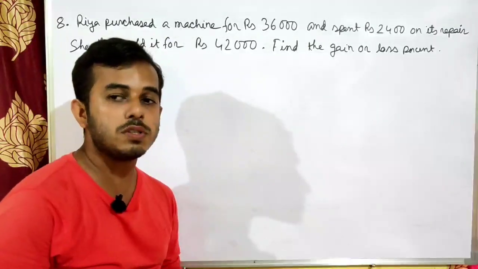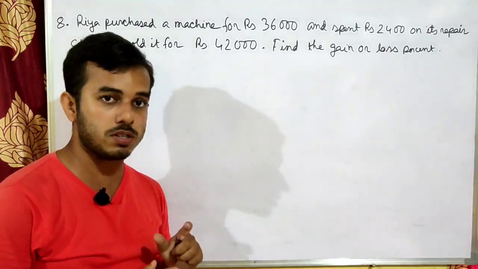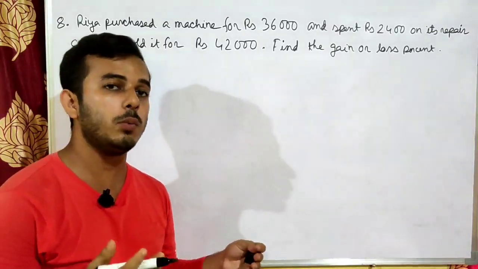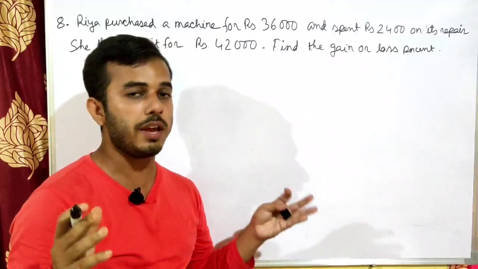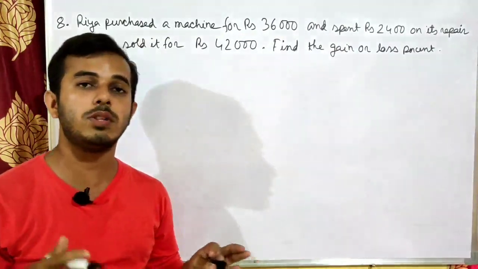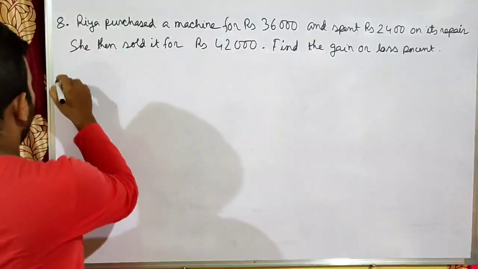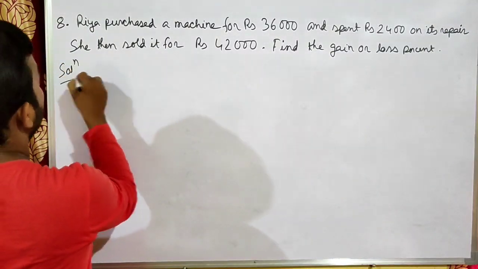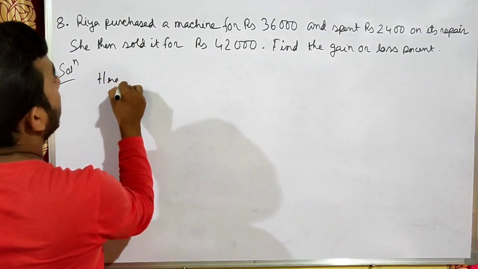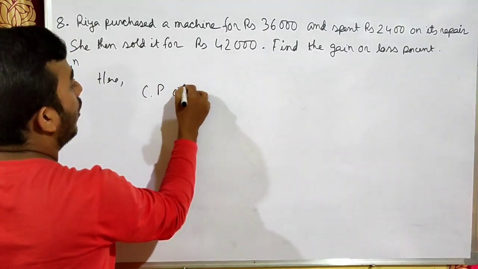So before saying whether she gained or lost, we have to find the cost price, that is the effective cost price, isn't it? And here SP is given. After comparing, we can say whether she had a gain or loss, isn't it? If she gained or lost, then we have to convert it into a percentage, that is, we have to find the gain or loss percent. After this clear? Okay, so now let's write the solution. Then here, CP of machine.